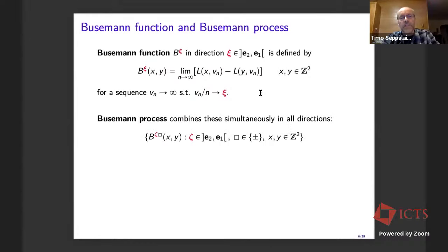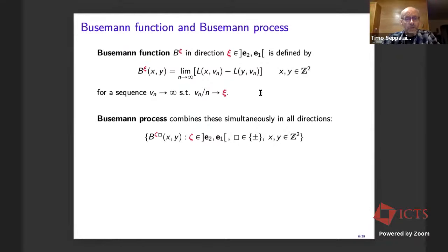And the Busemann process is then what we get when we combine all these together simultaneously in all directions. So this is a process indexed by a pair of lattice points, x and y, by a direction that's denoted by a zeta there. And then there's also a sign, plus or minus, that we denote with this little square. The sign is there because once we fill in all the gaps between the different directions, we can't be sure that what we get is continuous in that zeta variable. So those signs, plus and minus, are for the purpose of accommodating possible discontinuities.